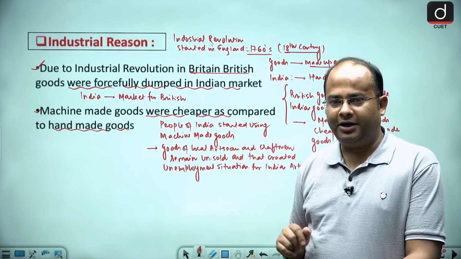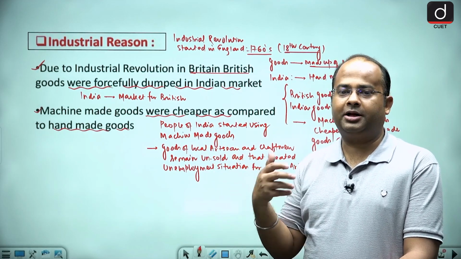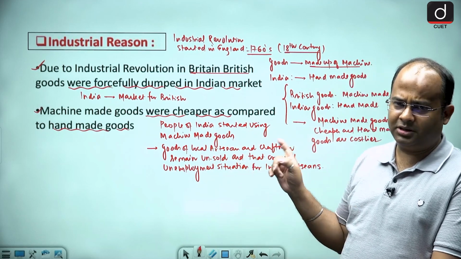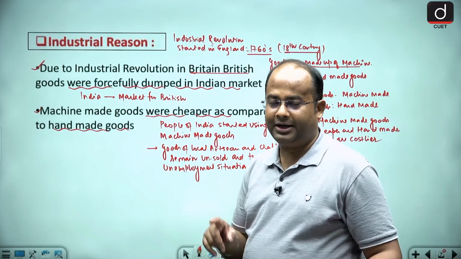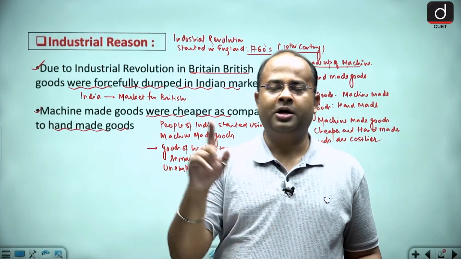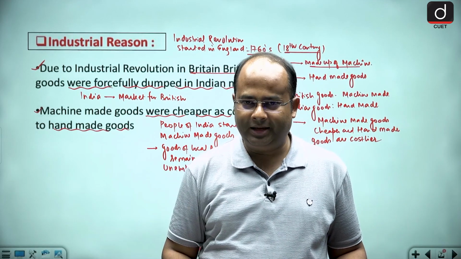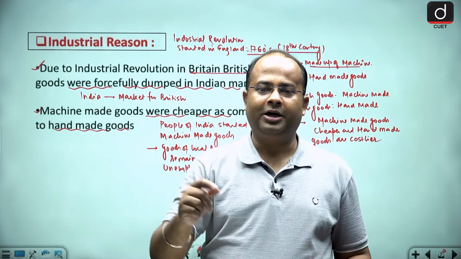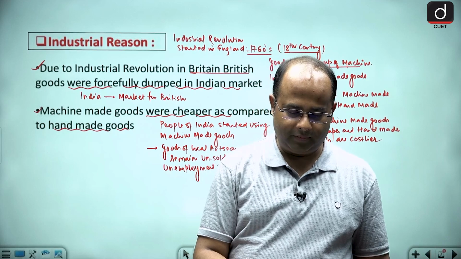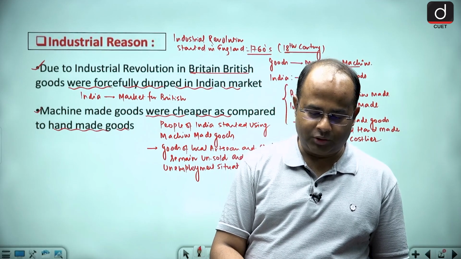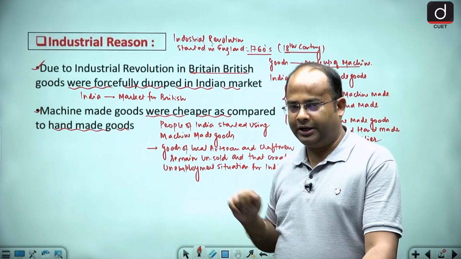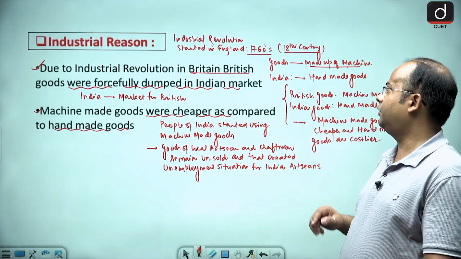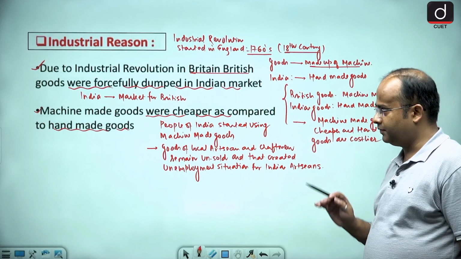So what you will find is that this ignited a sense of dissatisfaction in the hearts of Indians, Indian artisans and craftsmen, and that eventually led to the revolt of 1857. So this was the industrial reason for the revolt of 1857.